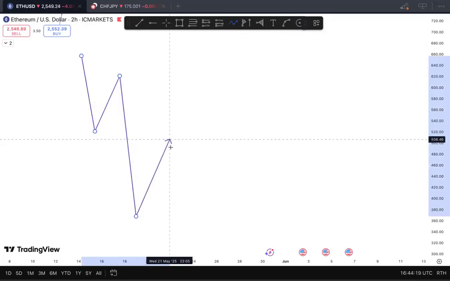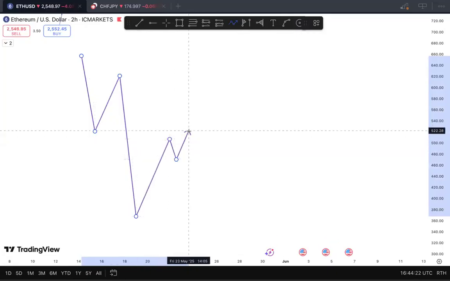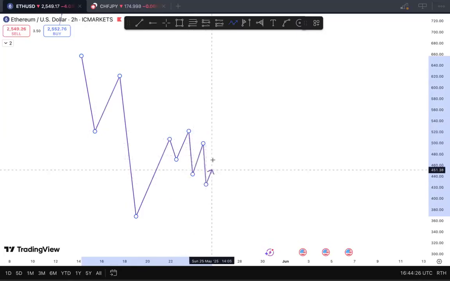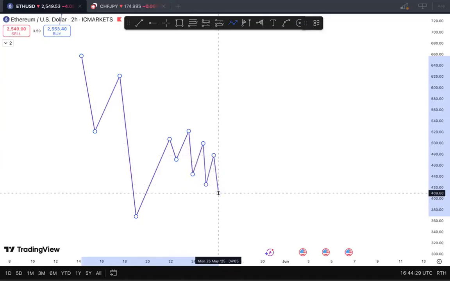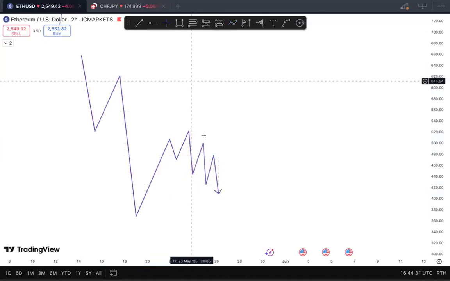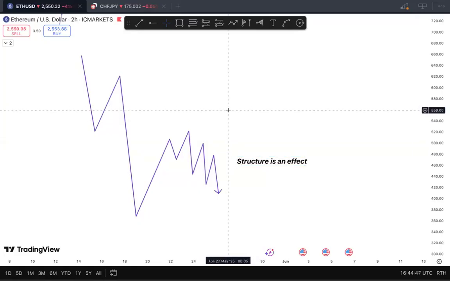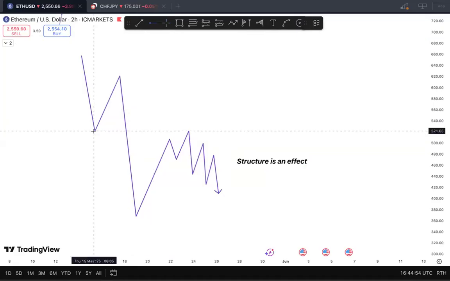We have this. So what am I going to do? I have my structure. Remember, structure is just an effect. So what am I looking for? I'm looking for the cost. So what is the cost? I look at my left-hand side. And then I look for what? It's support.